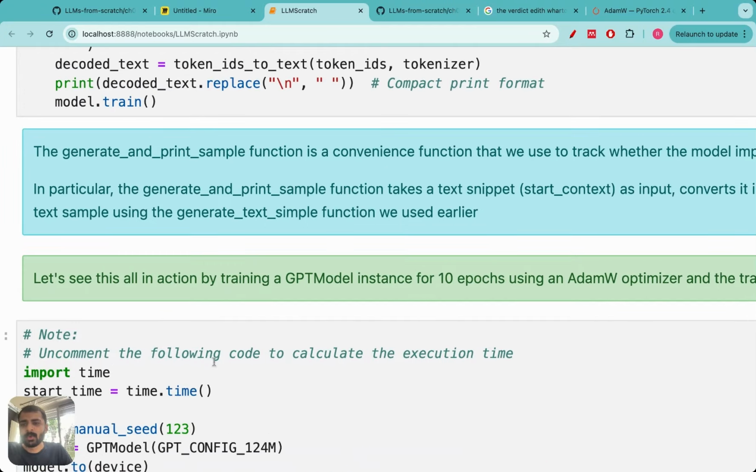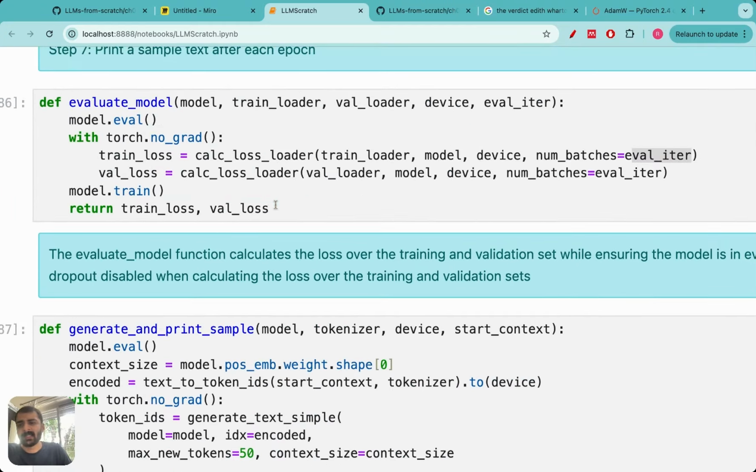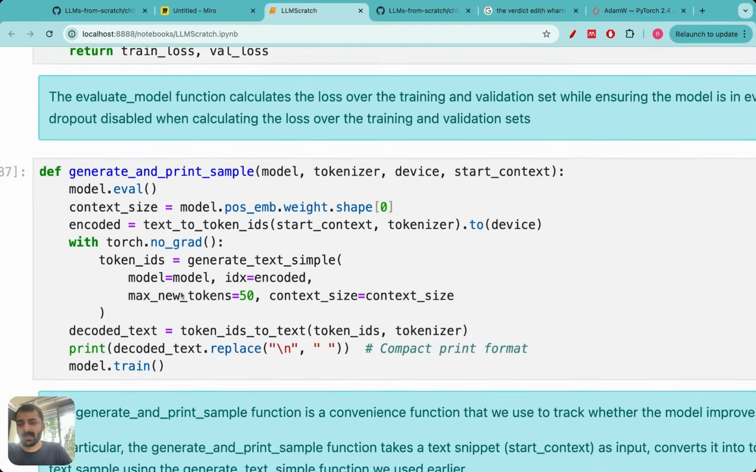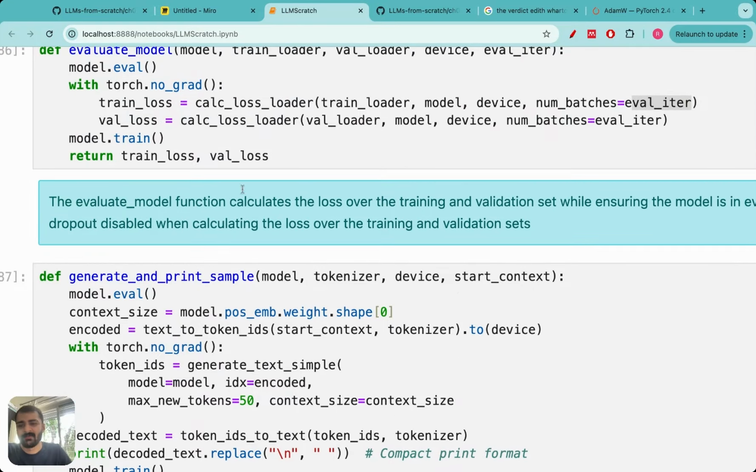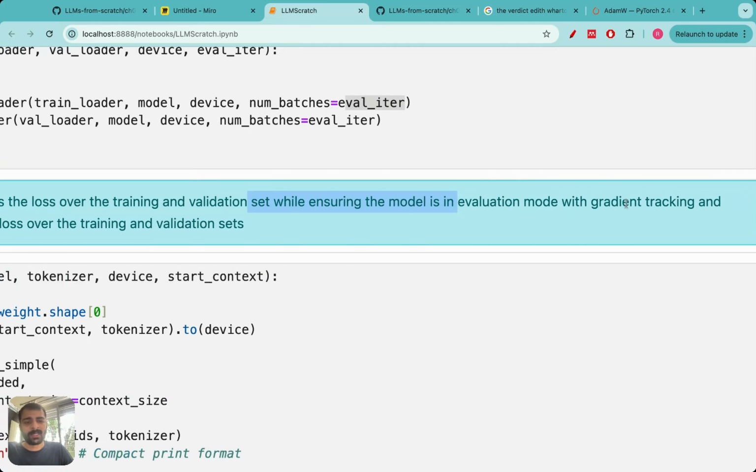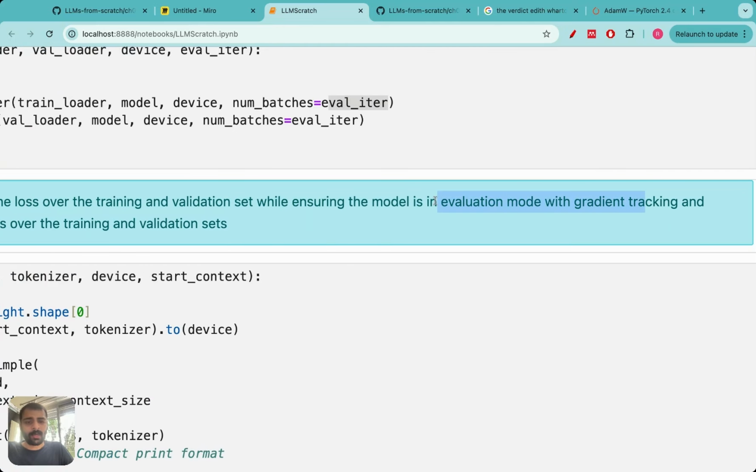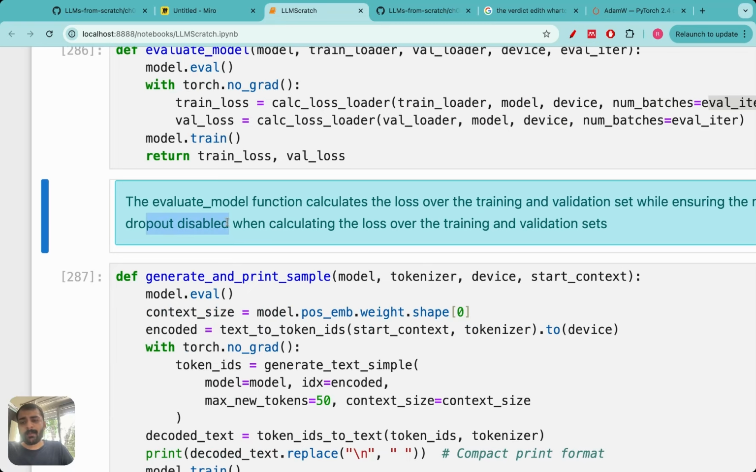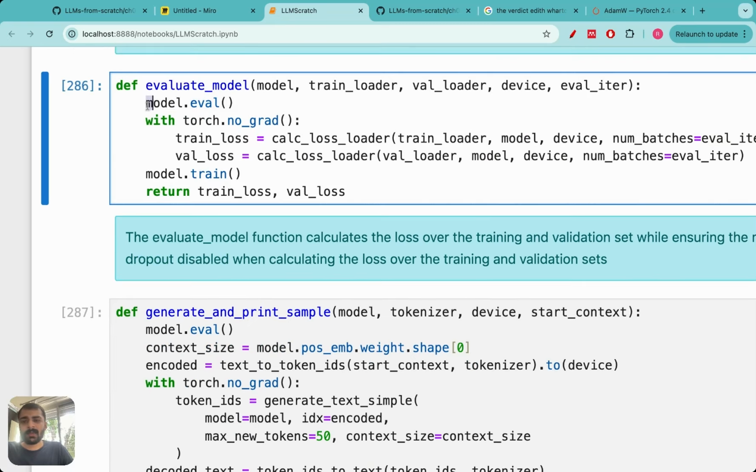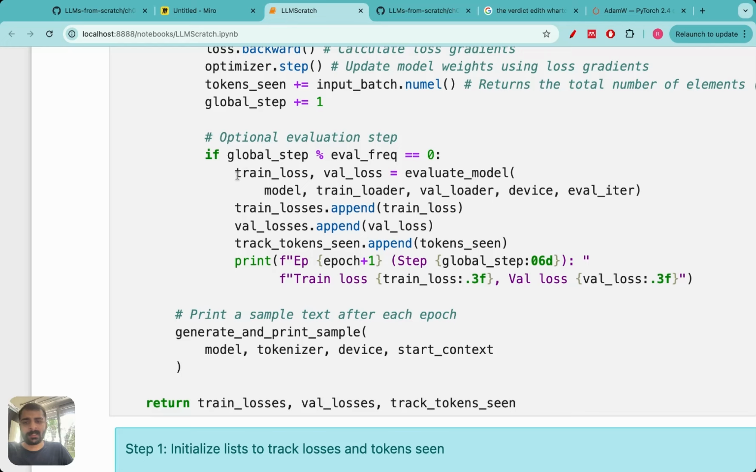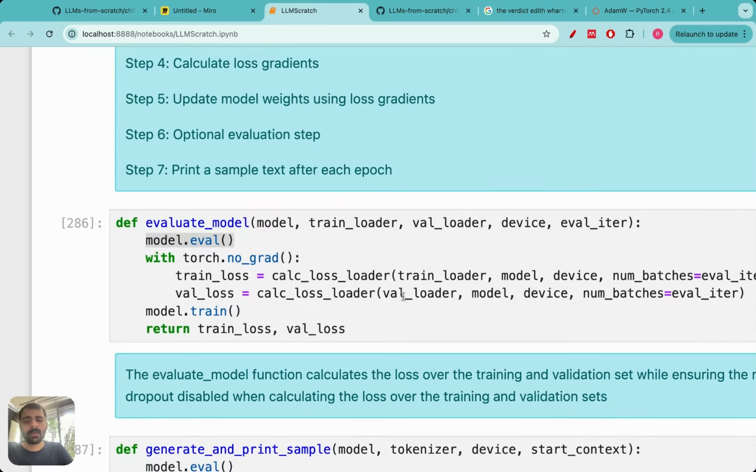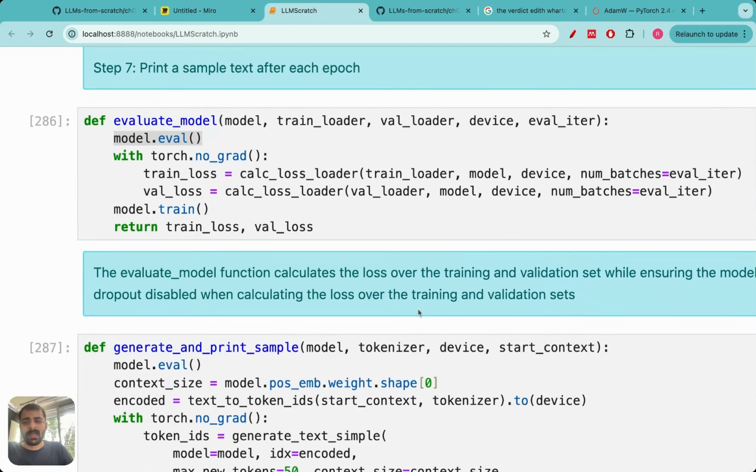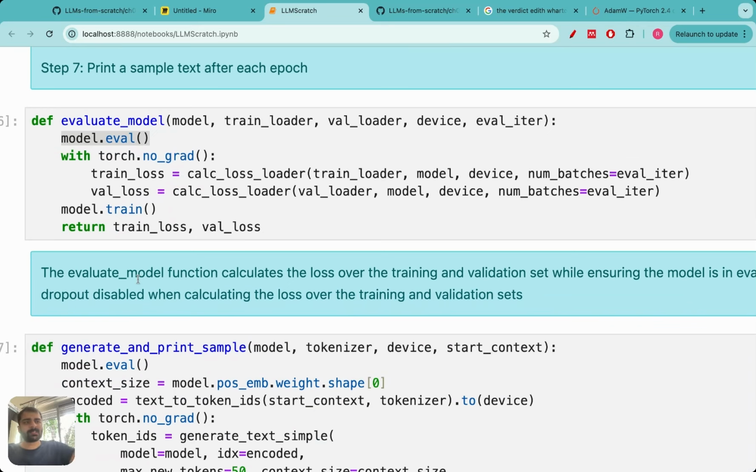Okay, now I'm just going to explain the evaluate model function and the generate and print sample so that it's more clear for you. The evaluate model function calculates the loss over the training and the validation set. And we ensure that the model is in evaluation mode with gradient tracking and dropout disabled. Remember that when we are evaluating the model, when we are printing the training and validation loss, we don't need to keep track of the gradient updates, and we can even disable the dropout because we are just calculating the loss. We are just doing the forward pass.